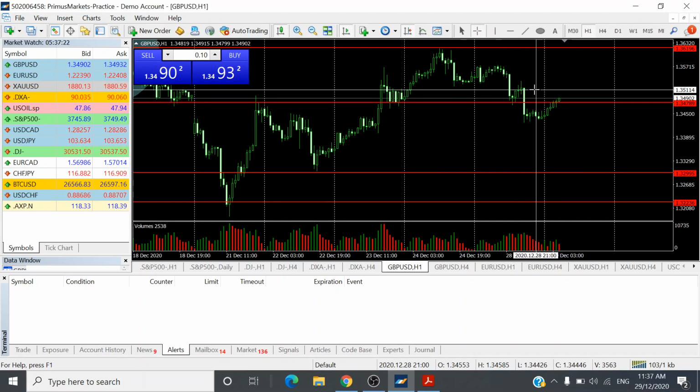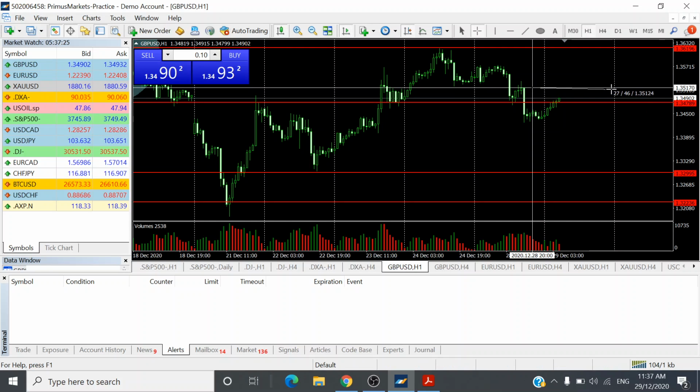Later on, in the evening, at about 17 plus 6, 23, this is at 11 p.m. Malaysia time yesterday, the UK pound drops further from 1.3517 all the way down to 1.3426. This was a 90 pip drop.